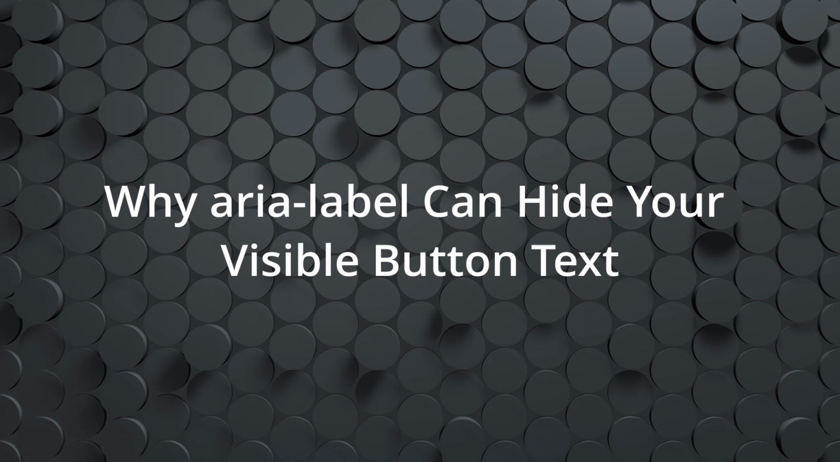WCAG label in name success criterion 2.5.3 requires that when a control has a visible text label, the accessible name includes that text. Otherwise, people who speak what they see cannot hit the control. In this video, I load a broken Buy Now button in an accessible name calculator, show how the name becomes Add to Cart, explain what that does to the voice control, then the behavior that fixed it. Verify it by recomputing the name. Stack agnostic, so you can apply it in your own codebase.